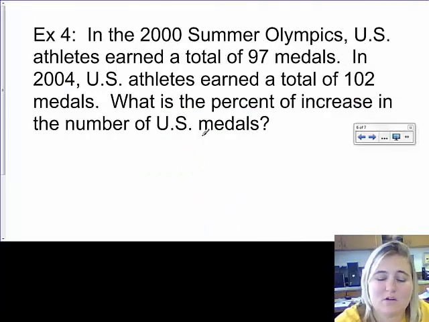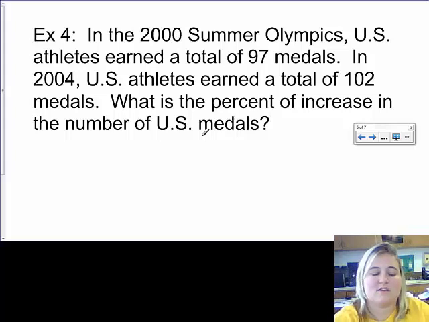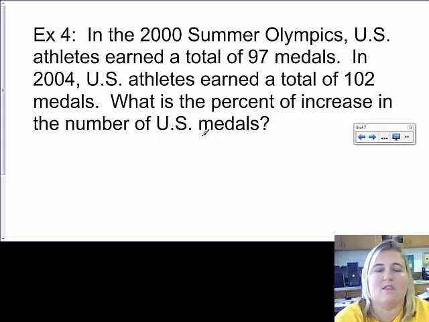In the 2000 Summer Olympics, U.S. athletes earned a total of 97 medals. In 2004, U.S. athletes earned a total of 102 medals. What is the percent of increase in the number of U.S. medals? This is very similar to example 3, and I want you to make your own table and solve your own proportions.